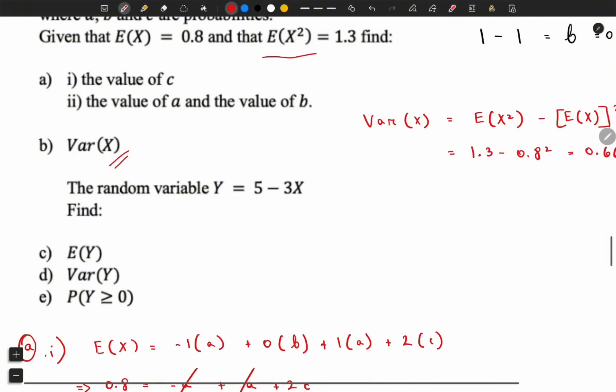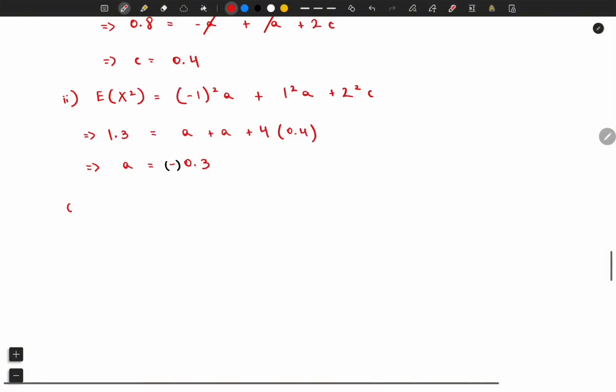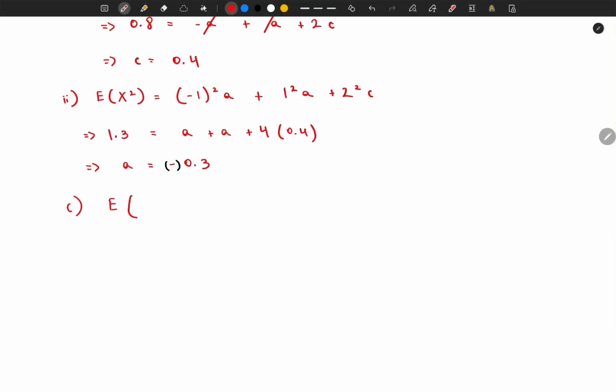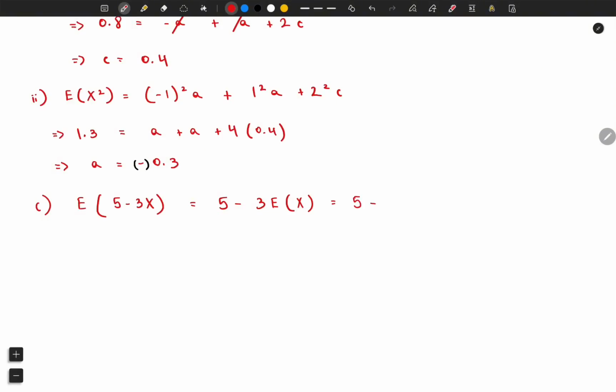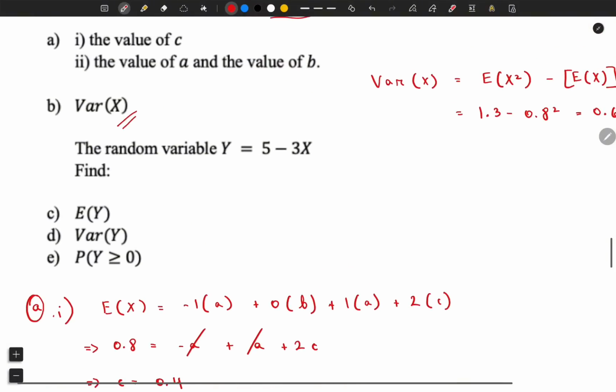Now the random variable y can be written as 5 minus 3x. Find expected value of y. So we know that we can replace y with 5 minus 3x. And this can be written as 5 minus 3 times E(x) using the formula we have learned before. So the value of E(x) is 0.8. So this is equal to 2.6. So that is the answer for this one.